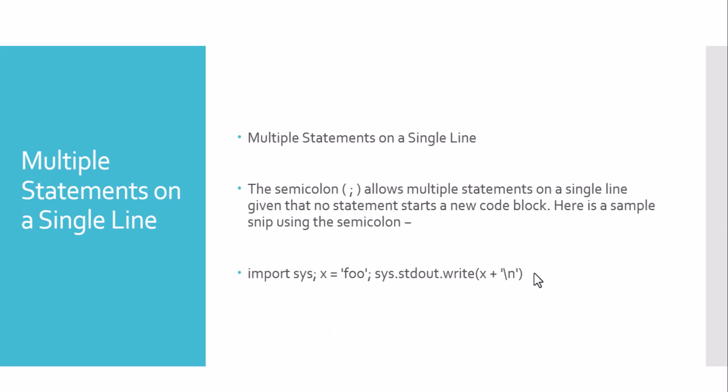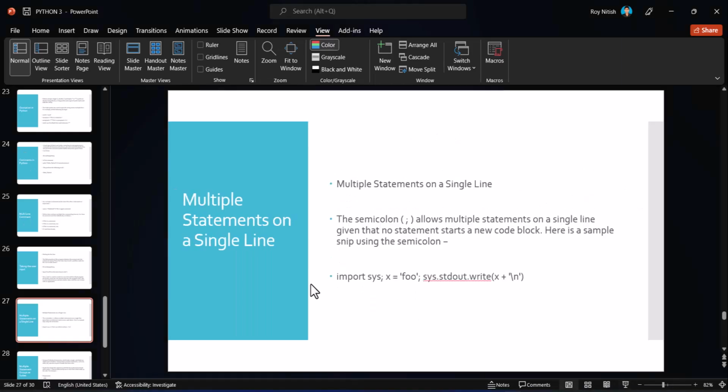Then multiple statements on a single line. The semicolon allows multiple statements on a single line, given that no statement starts a new code block. Here is a simple snippet using the semicolon. Let's see, we are writing in different lines, okay, but we can write in one line also, like this, with the help of the semicolon. We can take one example.